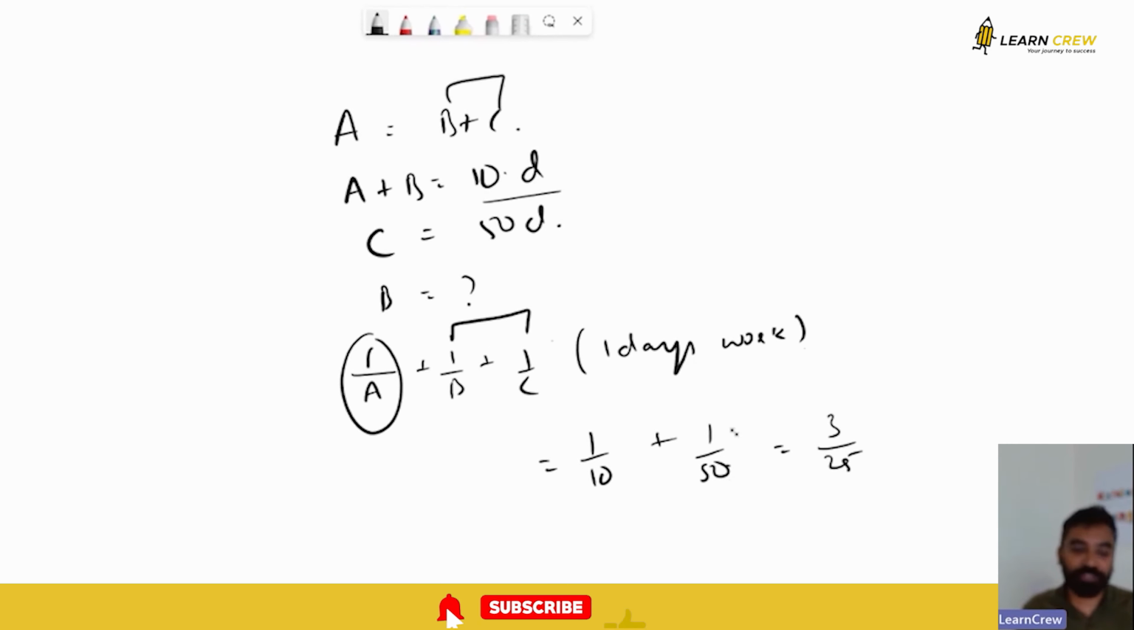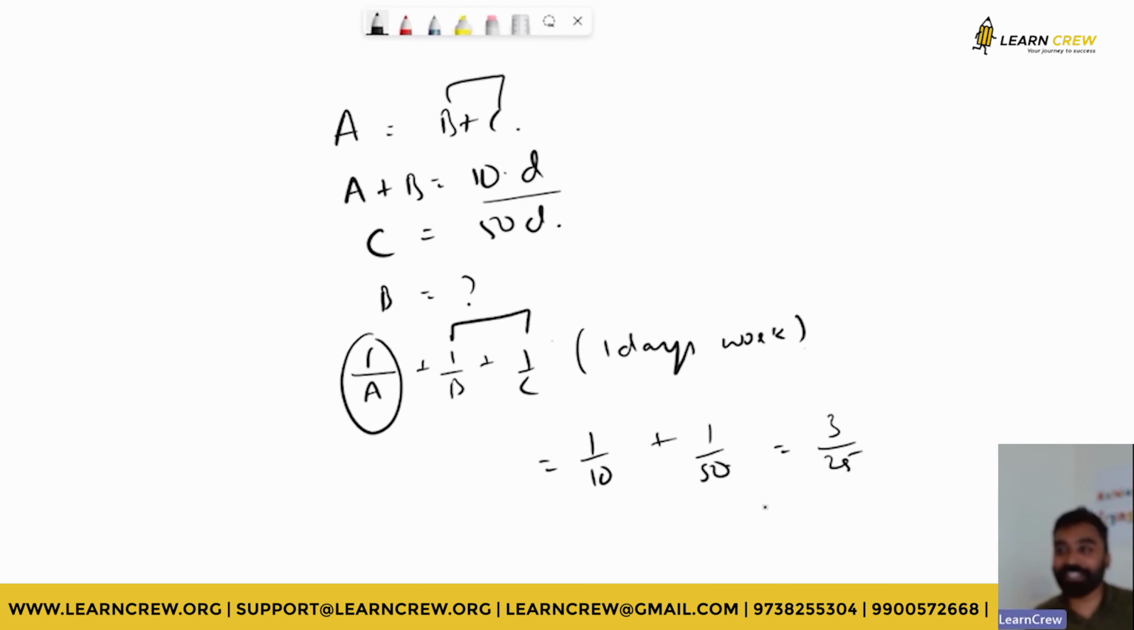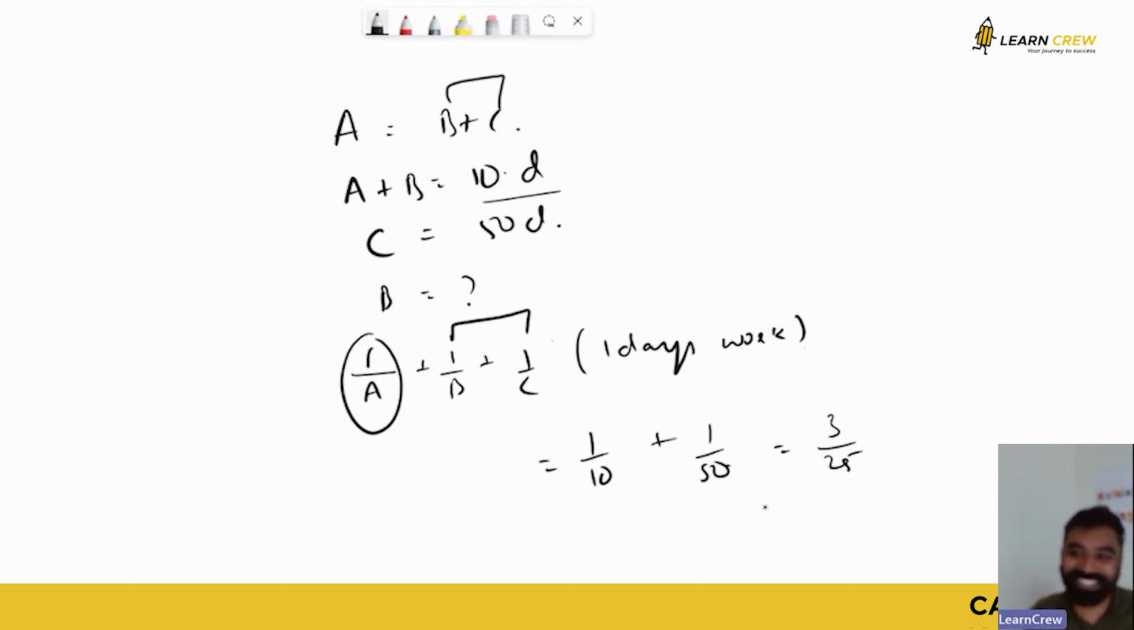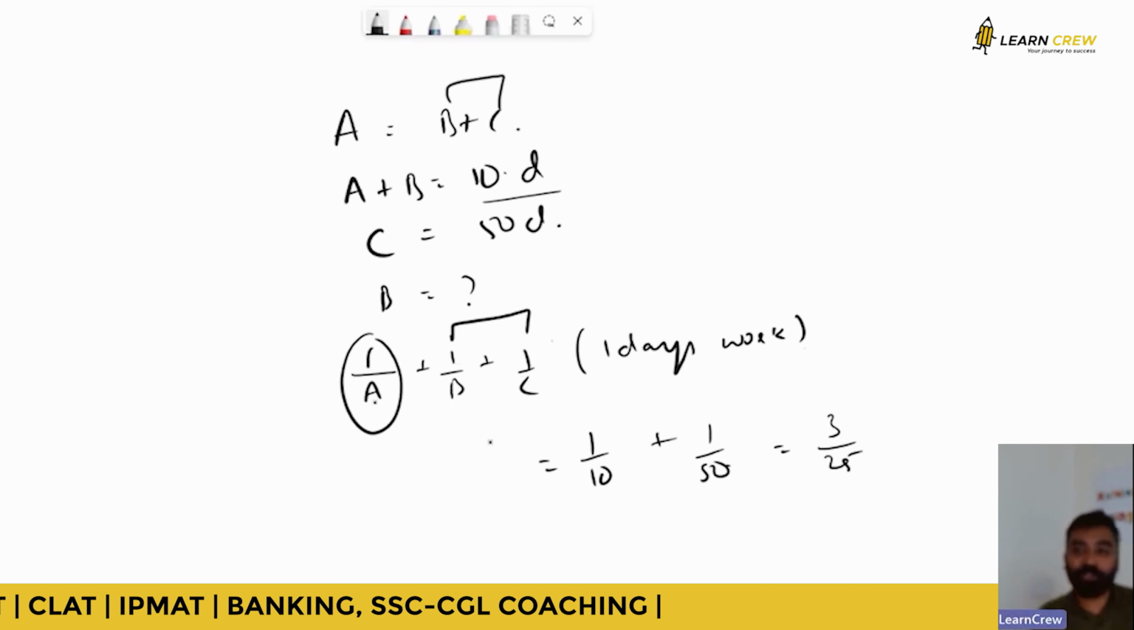After this, you got how much? 3 by 25 you got. This is equal to 1 by A plus 1 by B plus 1 by C. Right. After this, what did you people do? You tell me what you people did. How did you approach it after this? They're asking for B, right? They're asking for B.